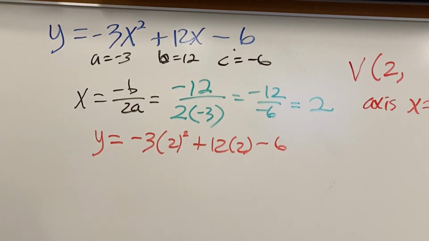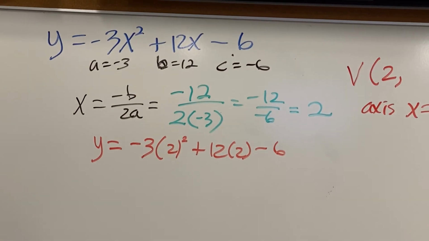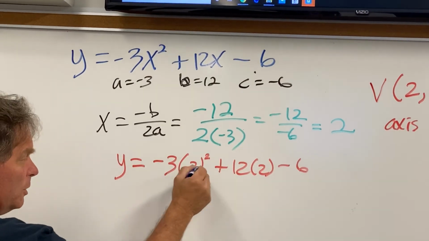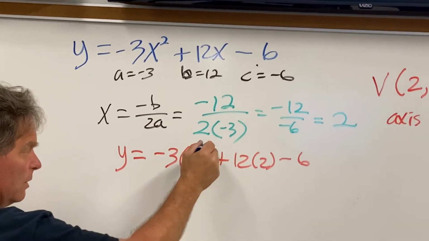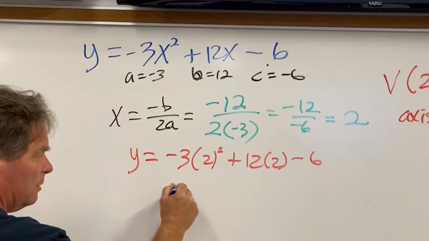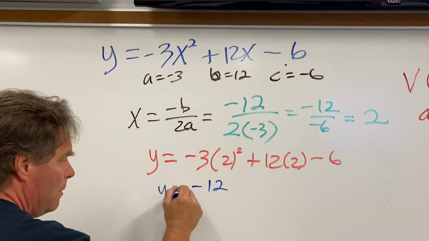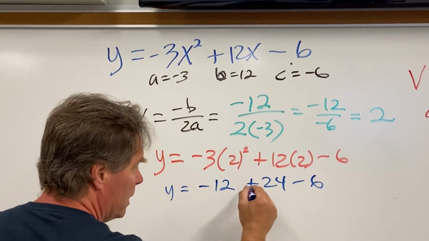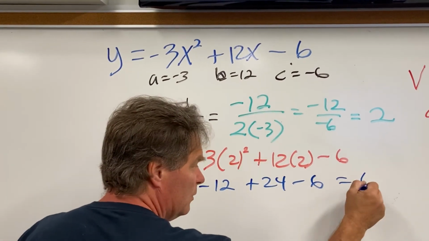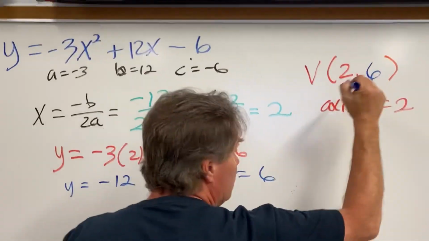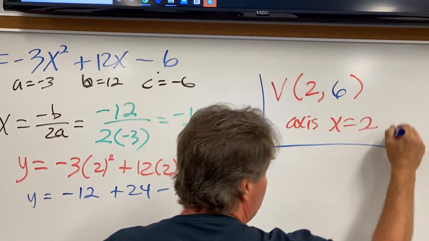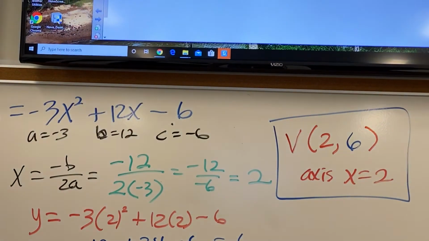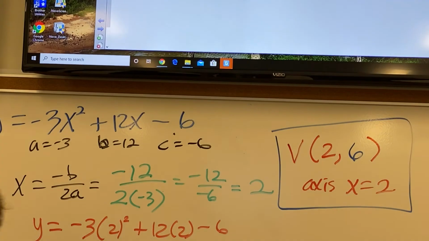Y equals negative 3 times 2 squared plus 12 times 2 minus 6. Now remember, we talked about this already. You do 2 squared first. You don't multiply these guys, you raise to the exponent. 2 squared is 4 times negative 3 is negative 12 plus 24 minus 6. That's regular 12 minus 6 is 6. So 2, 6 is going to be the vertex. There's the vertex. There is the axis of symmetry. It's just pretty straight up like that.